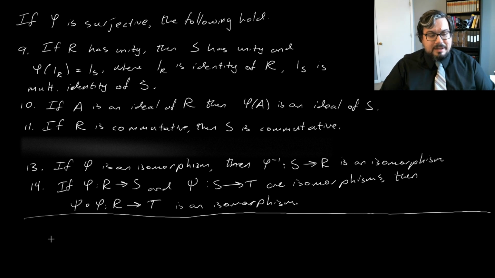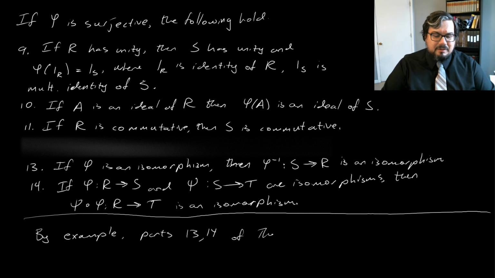I just want to point out one immediate consequence of the things that we've done. So by the first example we had today, and parts 13 and 14 of Theorem 108, we have that isomorphism of rings is an equivalence relation.